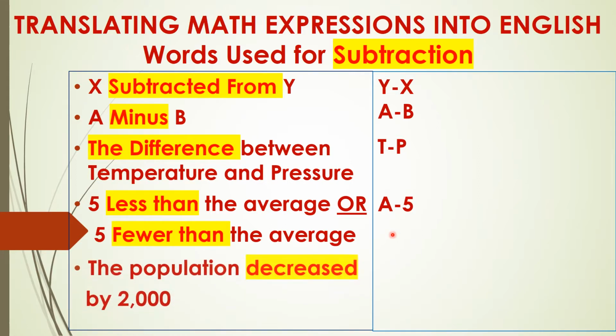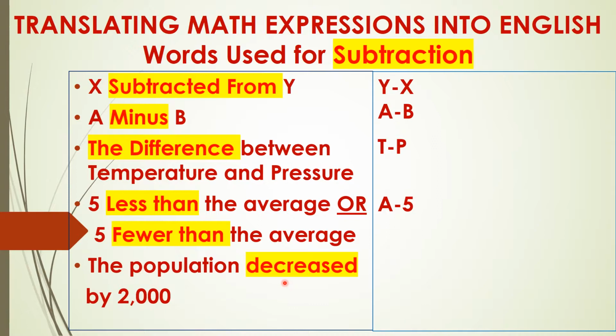Finally, the population decreased by 2,000. So decreased means something's getting smaller, so we'll use subtraction. Population, we don't know what the population is. It could be 1 million people, it could be 10 billion people. We don't know. So I'll use a variable P. Here's our algebraic expression. P is my unknown population, and I'll decrease it by 2,000.